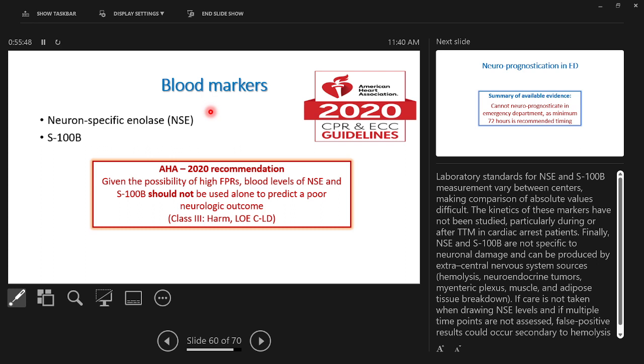This is what the 2012 recommendation suggests. Given the possibility of high false positivity, and since the blood level of NSE has not been titrated to determine the ideal level for prognosticating a bad outcome, these markers should not be used to predict the neurological outcome. This is class 3 evidence.